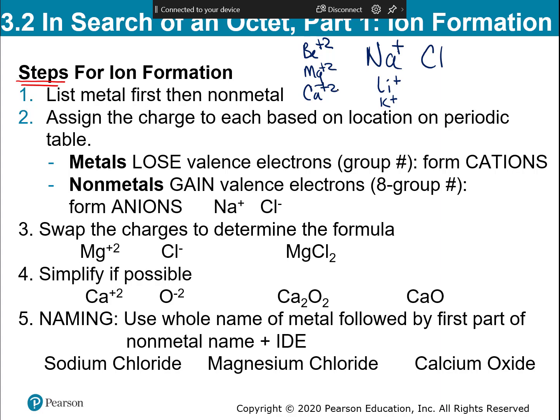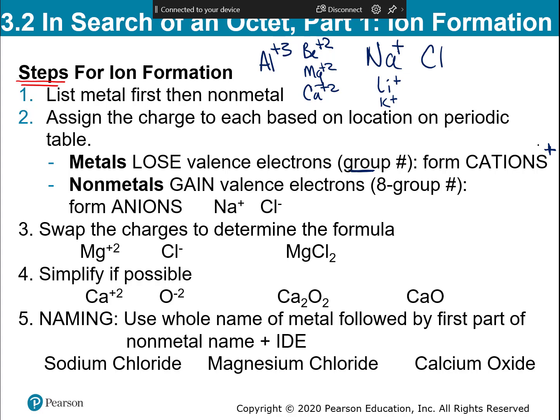And really, the only other metal that we talk about this way is aluminum. So what do you think the charge on aluminum will be? It's plus, because all metals end up positive. This will be +3, because it's in group 3. It's going to lose its valence electrons. Metals will lose their valence electrons, and that group number, they're always going to end up being cations, positively charged.